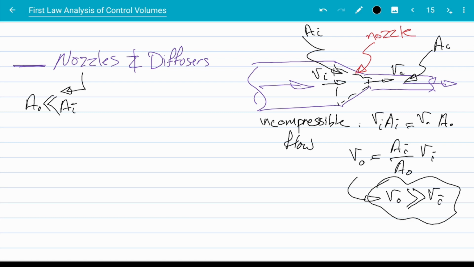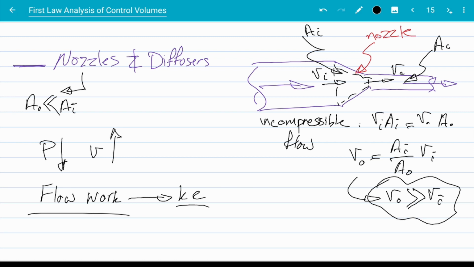So in a nozzle, our fluid gains velocity. Usually in a nozzle, the pressure of the flow goes down while the velocity goes up. So it is a device that converts the flow work into kinetic energy. Now a diffuser is the opposite of this. A diffuser is a device used in piping systems to connect two pieces of pipes, again with different sizes. This time the flow is entering through the smaller area and exiting through the larger area.